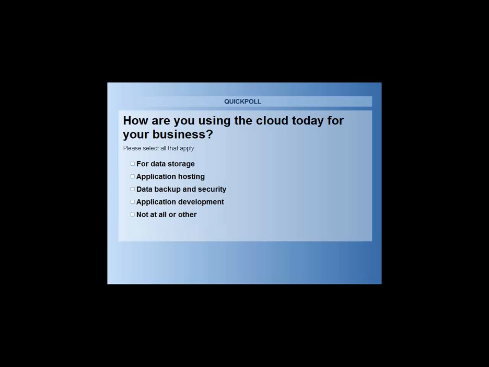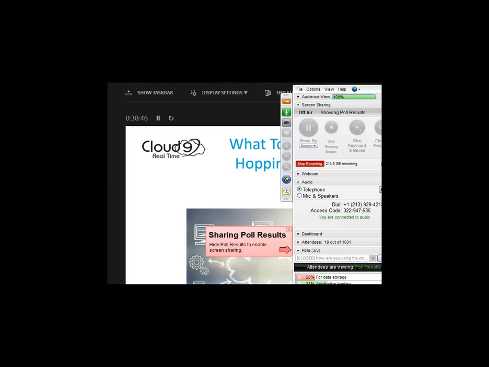It looks like we've got a mix: data storage, application hosting, data backup, and security are the most common usage of the cloud. And an environment like Cloud9 is really providing all of those except application development, right? So we're storing your data, hosting the applications, automatic backup, security is all part of that as well. So I'm going to go ahead and close that poll. I'll share it so you guys can see the results. And it's interesting to see how the cloud is being used and how it's evolved over time.